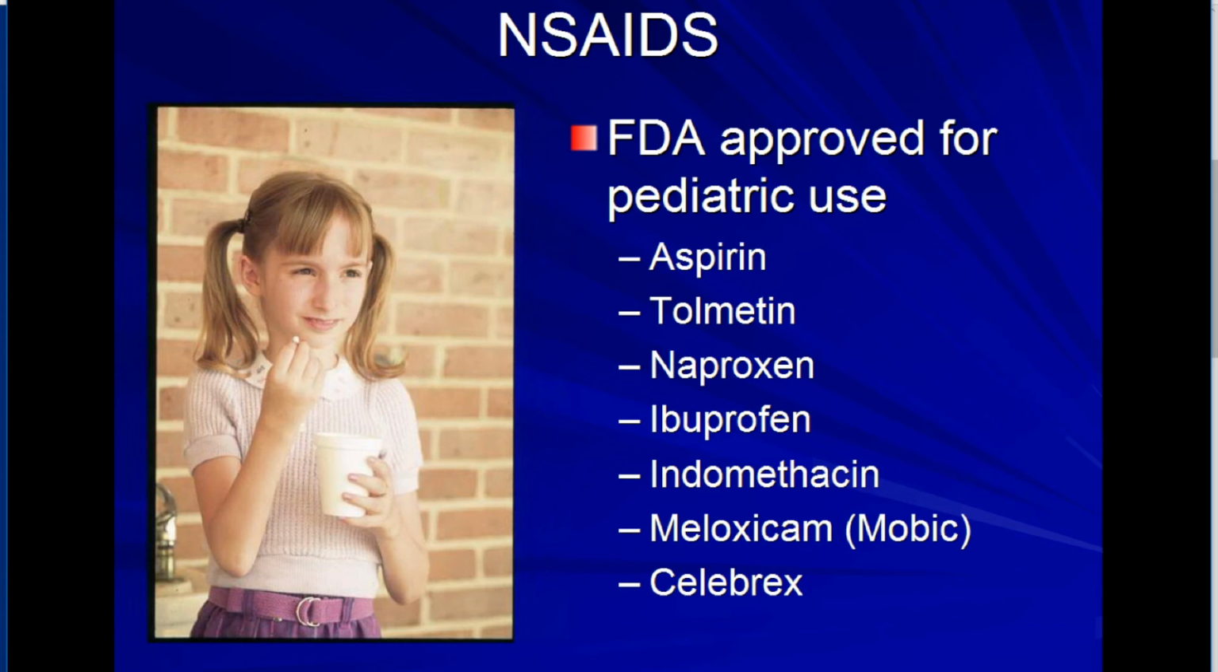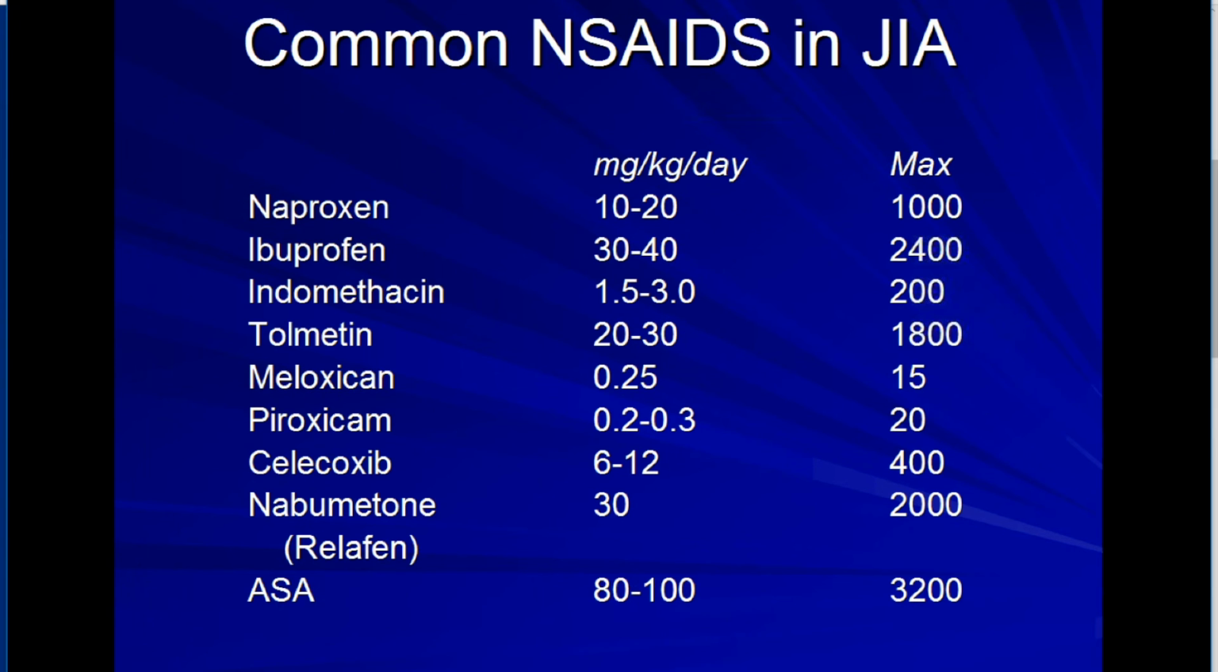So, NSAIDs approved for pediatric use: aspirin, Tolectin, naproxen, ibuprofen, indomethacin, Mobic, and Celebrex. So, naproxen dosing 10 to 20 milligrams per kilogram per day with a max of 1,000. Ibuprofen 30 to 40 milligrams per kilogram per day with a max of 2,400. And then Indocin 1.5 to 3 milligrams per kilogram per day with a max of 200. The rest I really won't discuss because we don't use them.